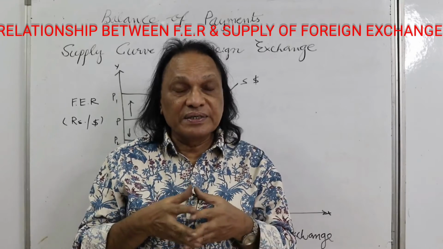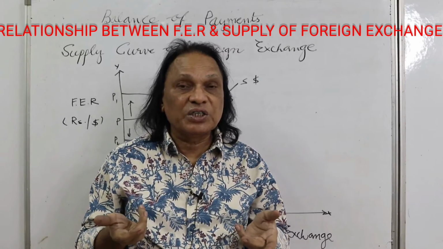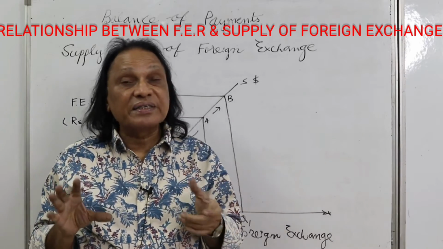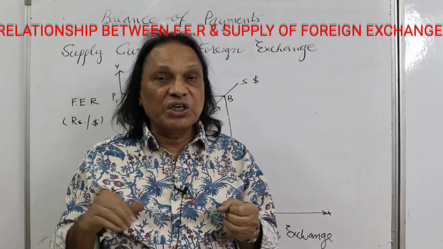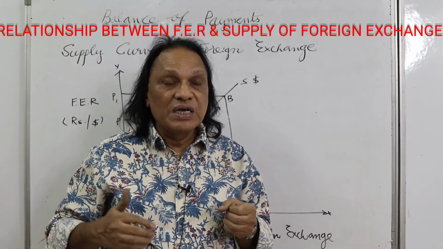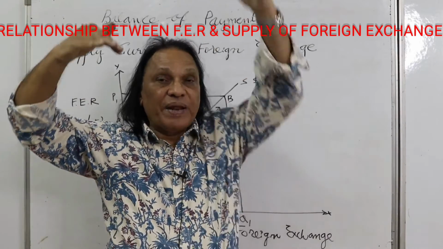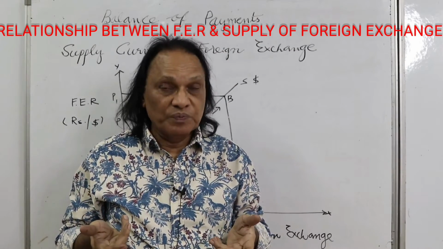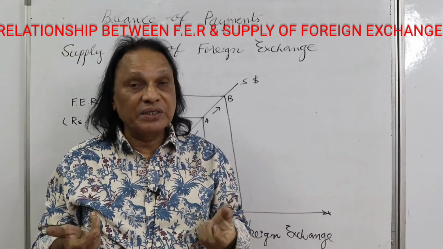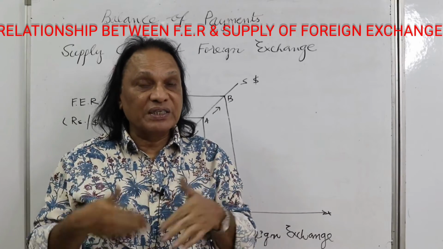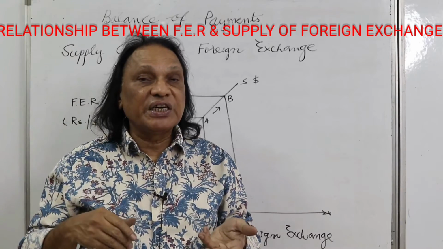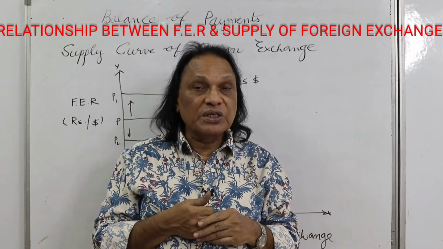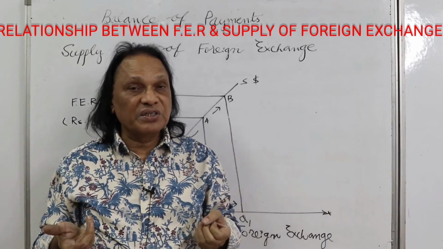And what exactly is the relationship between foreign exchange rate and supply of foreign exchange? Don't forget, remember, there is a direct relationship between foreign exchange rate and supply of foreign exchange. That is, if the exchange rate is high, the supply will be high. If the exchange rate is low, the supply of foreign exchange will be low. We'll be discussing why it is so. Why does the supply of foreign exchange go up when the foreign exchange rate is high? Why does it come down when the foreign exchange rate is low? Let's take one simple example to understand the illustration.